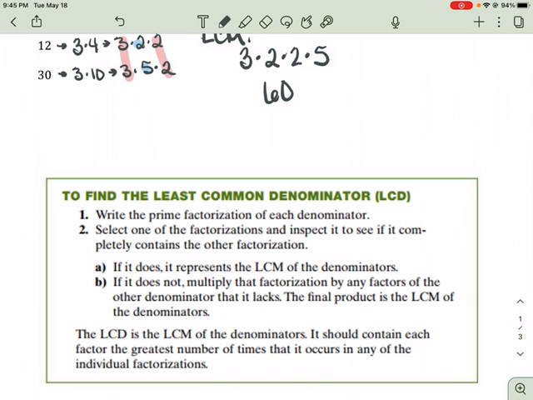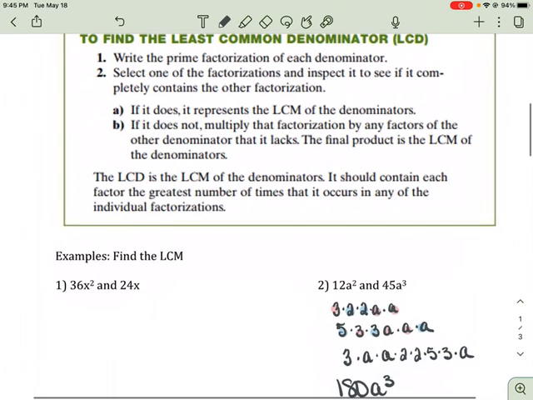Okay. So I kind of borrowed this from somebody. We're going to write the prime factorization of each denominator, in this case multiple. Select one factorization and inspect to see if it completely contains the other. If it does, that represents the lowest common multiple of the denominators. If not, multiply the factorization by any factors of the other denominator that it lacks. The final product is the LCM.